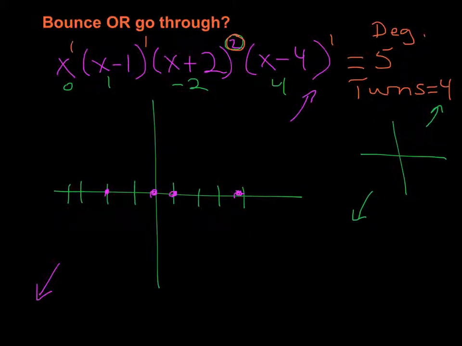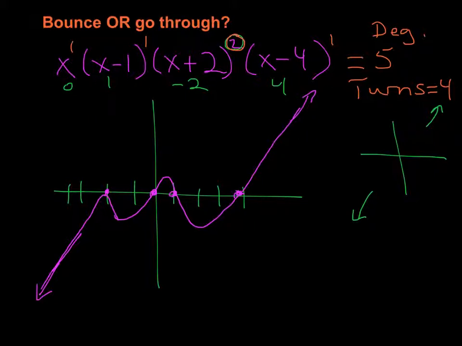Okay, so my first 0 that I'm going to come across from left to right is negative 2. So at negative 2, I'm going to start here. I'm going to go left to right. That's actually where I'm going to bounce. By bouncing, it means I'm going to go up and touch it and go back down again. My next 0 is 0. So that's odd, so I'm going to go through it. Positive 1, I'm going to go through it. And positive 4, I'm going to go through it. And I'm going to connect my lines.